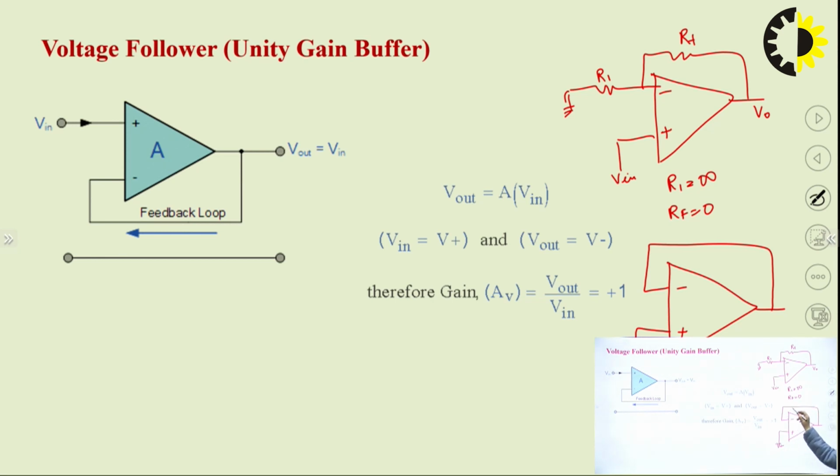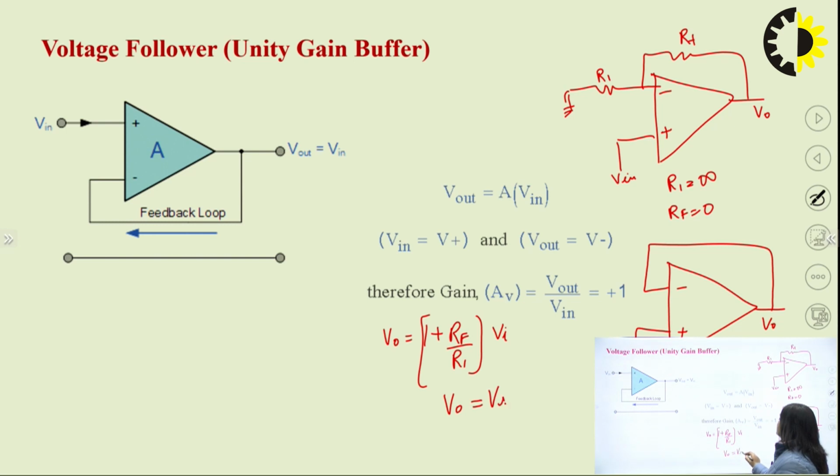Okay, there is a unity feedback from the output side to the inverting terminal, and the positive terminal is connected with the VIN input. In case of the non-inverting amplifier, we have seen the output is related to the input as 1 plus RF upon R1 multiplied by Vi. So we have put the value of RF as 0 and R1 as infinite. So this equation will be reduced to V0 equal to Vi.